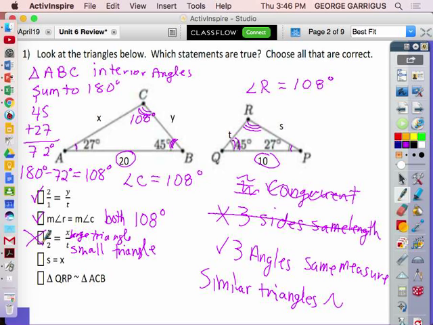Does S equal X? Well, they're not congruent triangles, and they're two different triangles, so they're not the same size, so that doesn't make any sense. Now we have triangle QRP similar to triangle ACB. Let's make sure that we have it in the right direction: Q, R, P.